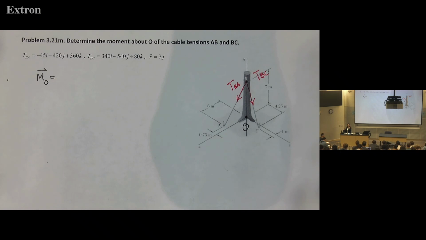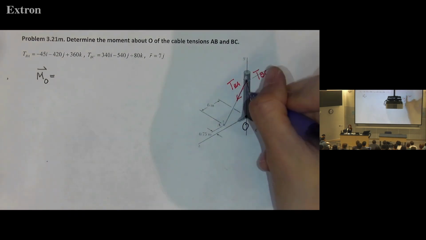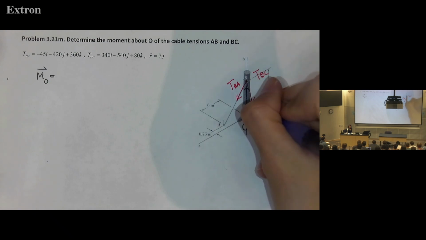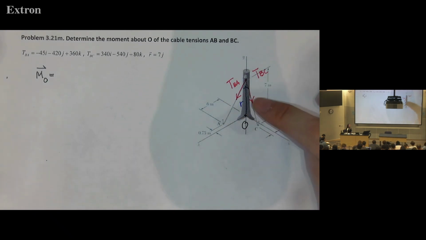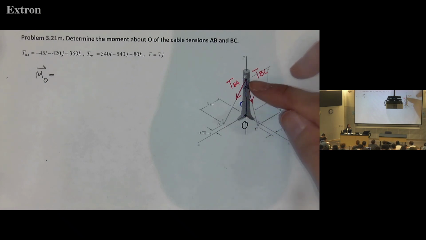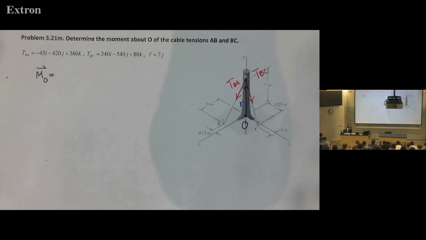So what's R? R is a vector connecting O and the point of action, right? So this is R. So this is a vector connecting O and B. So the OB vector is the position vector in this case, and it's the same for both cable tensions, right?